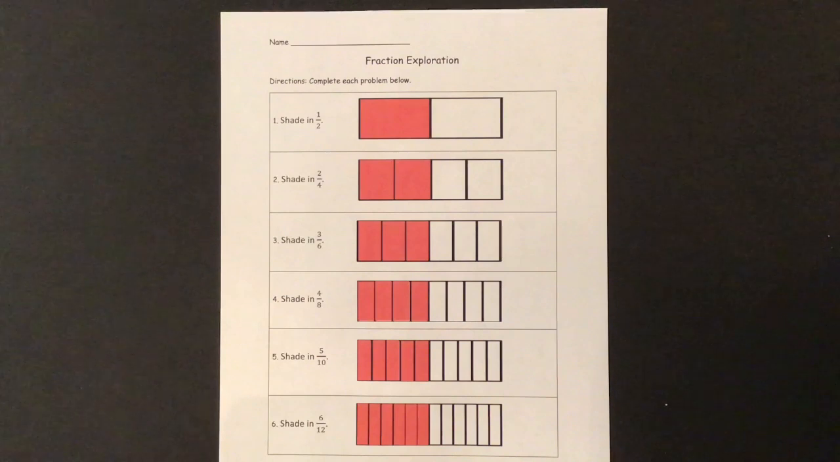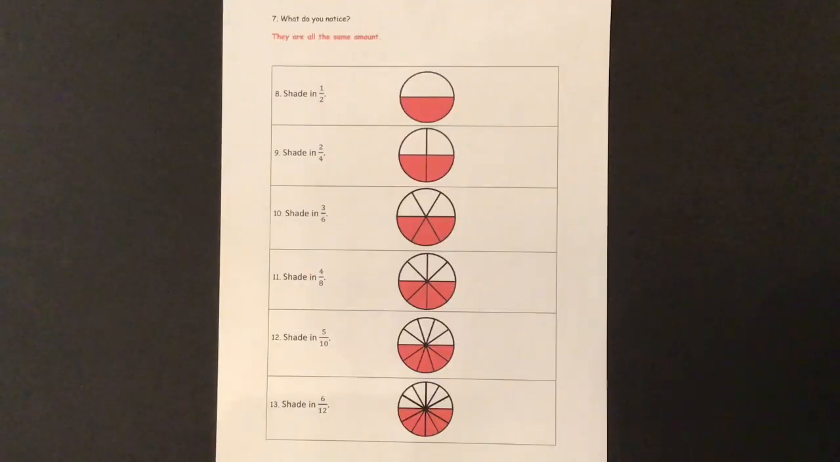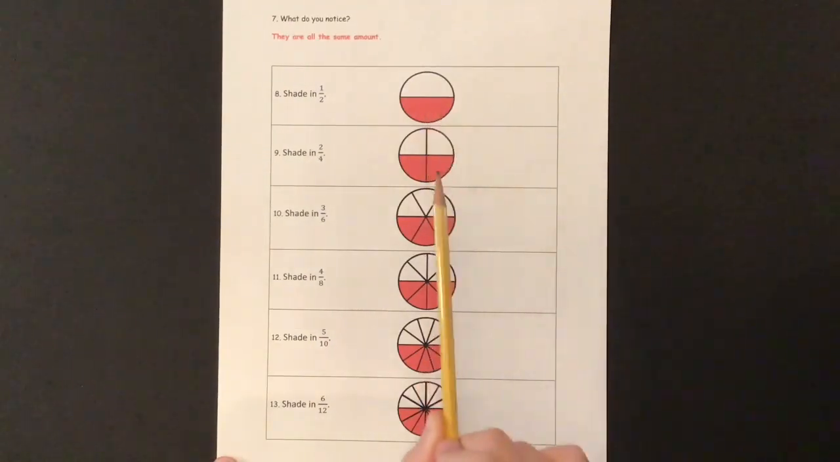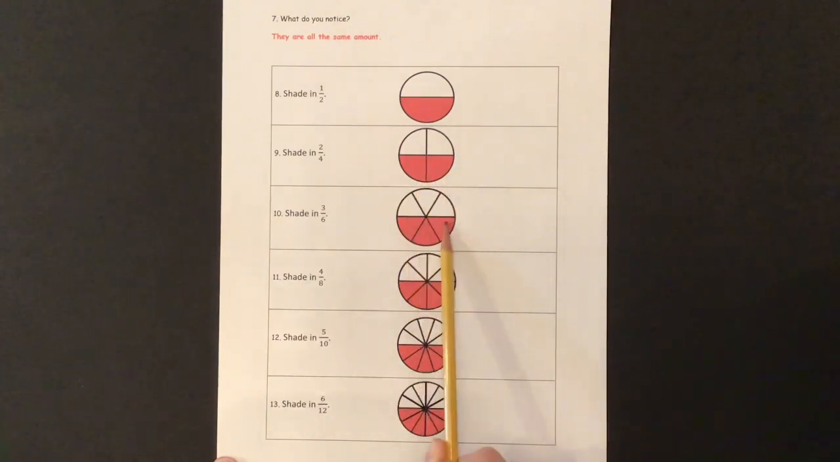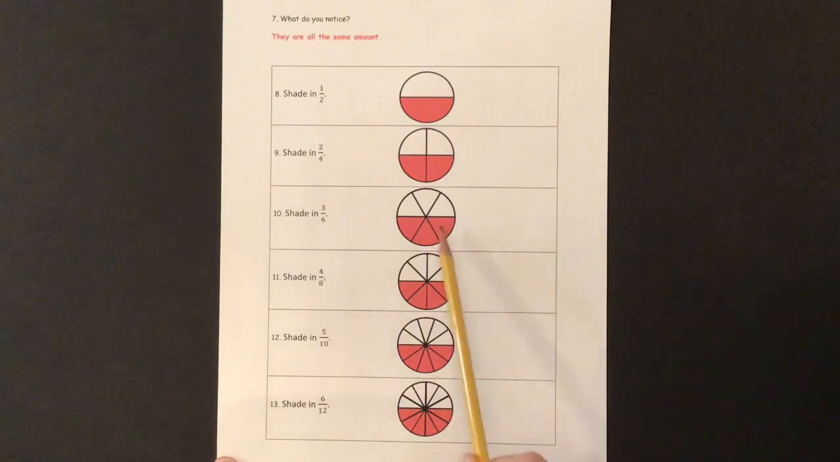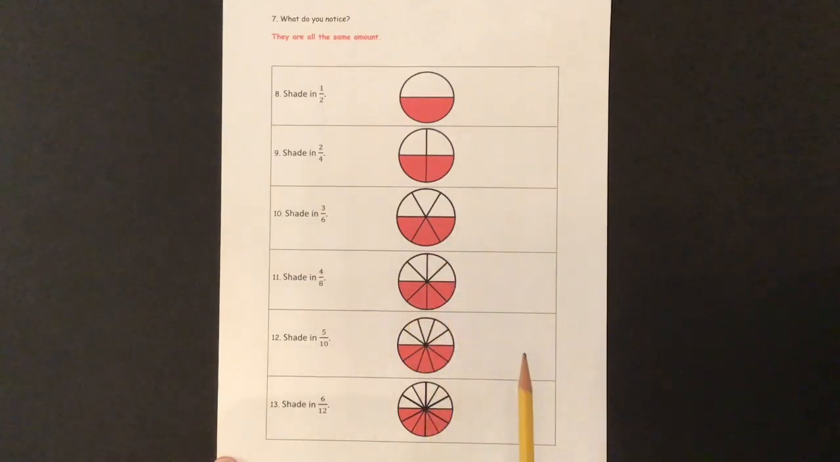Let's look at the circles. 1/2 is the same amount as 2/4. 2/4 is the same amount as 3/6. 3/6 is the same amount as 4/8. And 4/8 is the same amount as 5/10. 5/10 is the same amount as 6/12. And we could keep going. These fractions are all different names for the exact same amount. That makes them equivalent fractions.